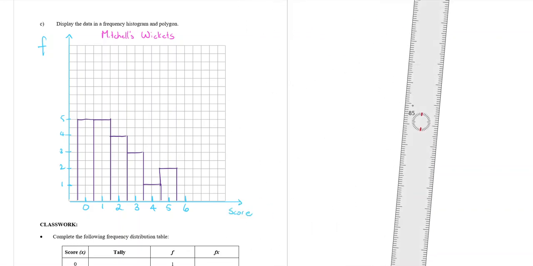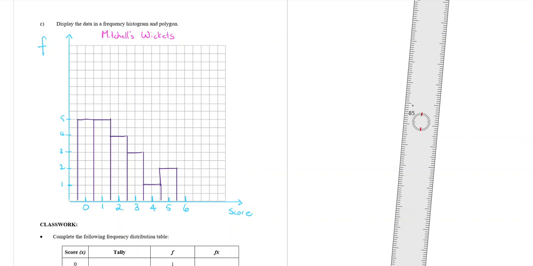Okay, so that is what is called a frequency histogram. It's like a column graph. Column graphs have gaps in between, which is what's different. Histograms don't have gaps, column graphs do. Okay, so this is called a histogram or a frequency histogram. But you'll see at the top, it says frequency histogram and polygon. The polygon is a line graph that goes across the top.